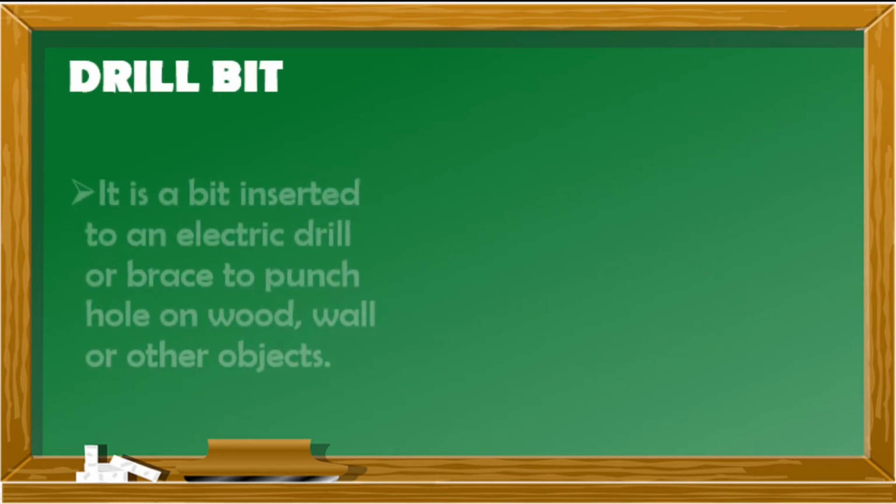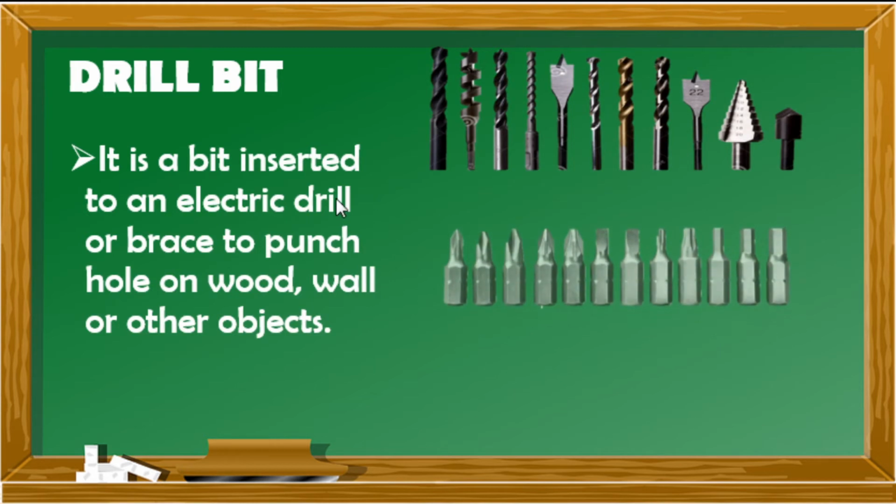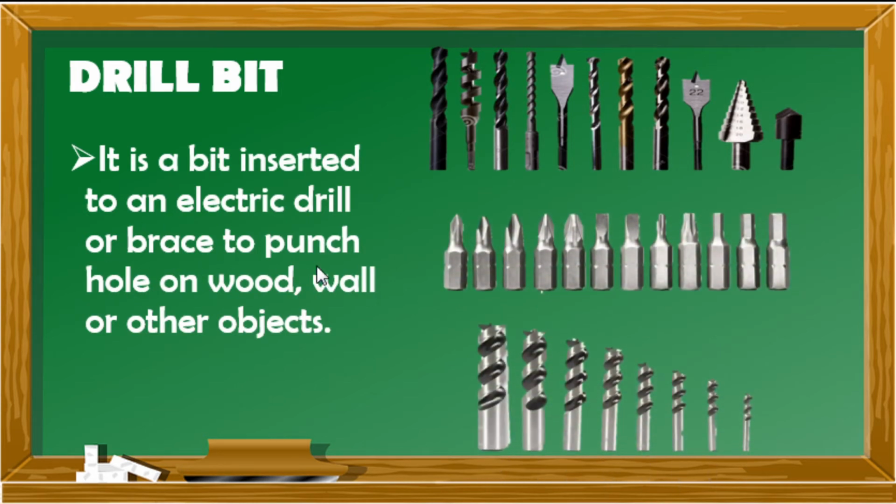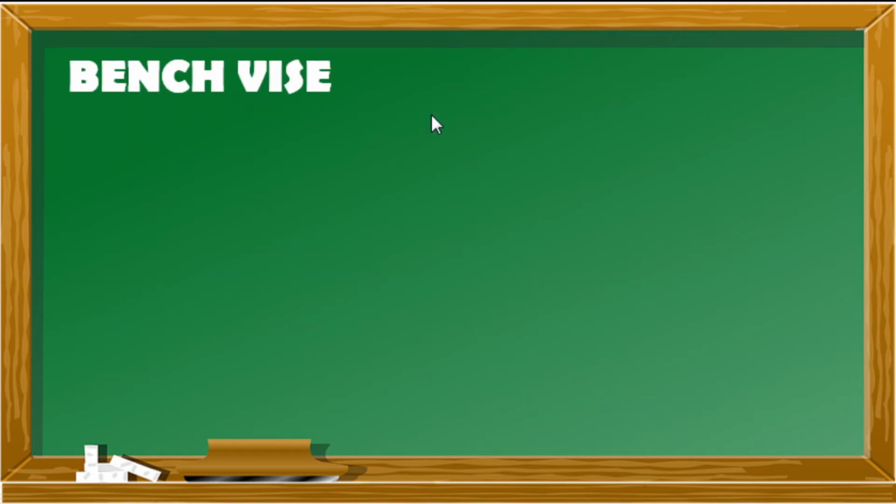Next, drill bit. It is inserted to electric drill or brace to punch hole the wood, so pambutas. Pero meron din tayong drill bit para naman sa mga screws natin, so pang tornilyo. Para sa mga tornilyo natin, either flathead screw or crosshead screw, meron tayong yan. Pinaka main purpose and main function is to drilling holes dun sa surface, either wood, metal, plastic, or concrete. So, that's drill bit.